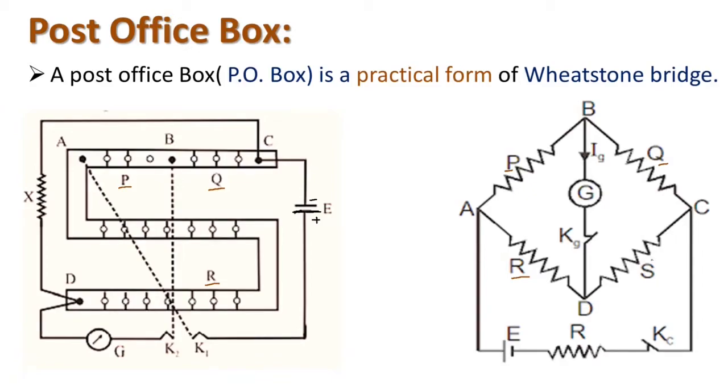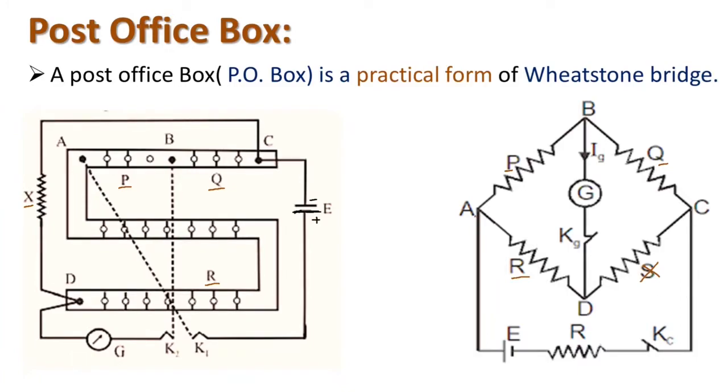Between D and C, the resistance S. Here, instead of S, we have to consider the X resistance we are connecting here, that is unknown. From D terminal to C terminal here, X resistance is connected in between D to C terminal. From B to D, galvanometer is connected through the key. Here, from this point B, internally the key is connected and through galvanometer, B terminal is connected to D terminal.